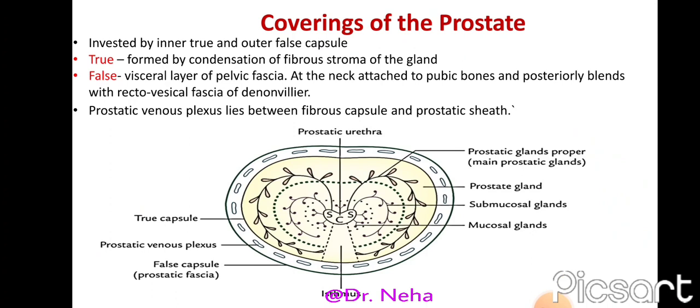Now the coverings of the prostate. It is invested by inner true and outer false capsules. The true capsule is formed by the condensation of fibrous stroma of the gland, while the false capsule is made up of the visceral layer of pelvic fascia. In the diagram we can see the true and the false capsules. At the neck, the false capsule is attached to the pubic bones and posteriorly blends with the rectovesical fascia of Denonvilliers. In between these two capsules, we will find the prostatic venous plexus.